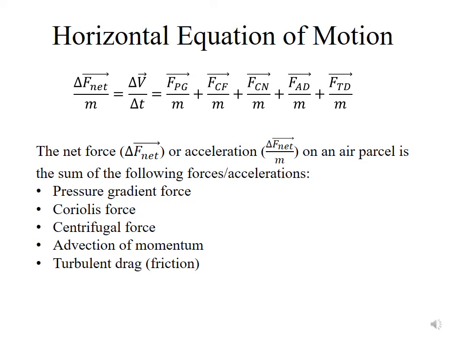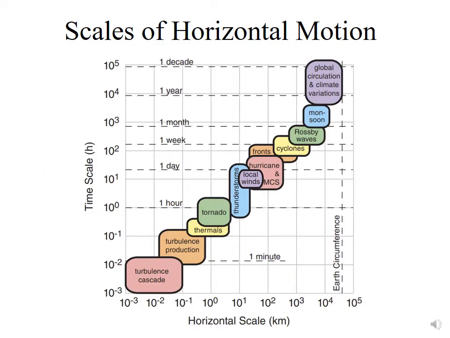So here we have, once again, our horizontal equation of motion, which you should recognize by now as being the sum of all of the accelerations from the relevant forces. And the scales of horizontal motion range from the turbulent scale, which is way down into the millimeter, centimeter range, all the way up to global circulation, which is on the scale of 10,000 kilometers.